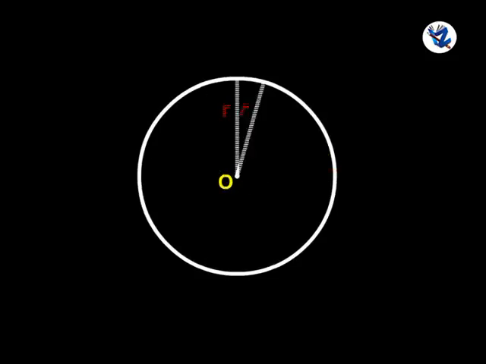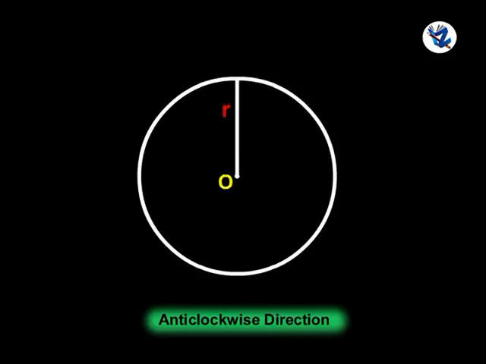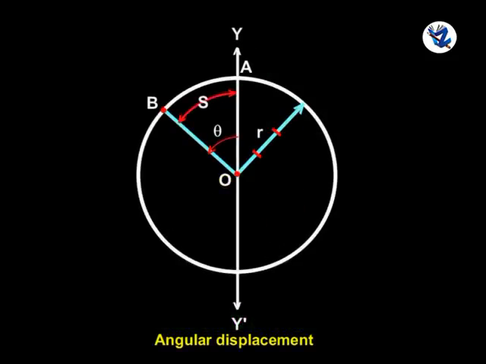A vector drawn from the center of the circle to the position of the particle is the radius vector. If we consider the center O of the circle as the origin of the frame of reference, the radius vector also serves as the position vector. Now the radius vector goes on changing its direction as the particle moves along the circle. Consider the particle performing circular motion in anti-clockwise direction. Let A be the initial position of the particle when t is equal to 0 on the y axis. Let B be the position of the particle after time t.